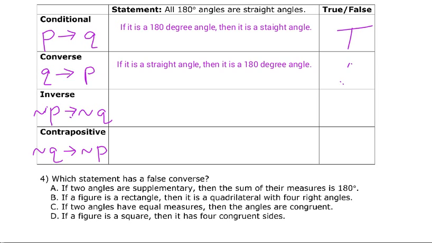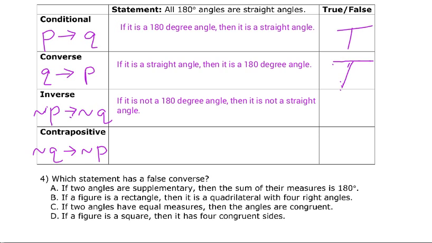Because when it's a straight angle, then it means it's automatically 180 degrees. For the inverse, we need to start with the conditional statement, the one up here at the top, and then we need to put the negation with it. So if it is not a 180-degree angle, then it is not a straight angle. For the contrapositive then, we need to switch the order, and we need to put the negation in there. So if it is not a straight angle, then it is not a 180-degree angle. And both of these last statements are also true.